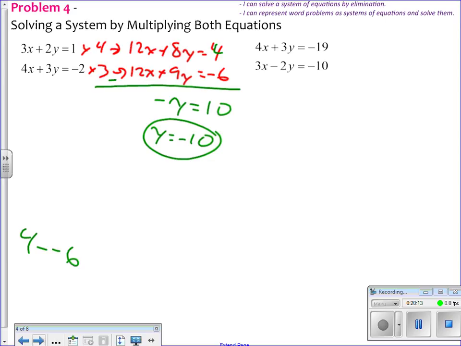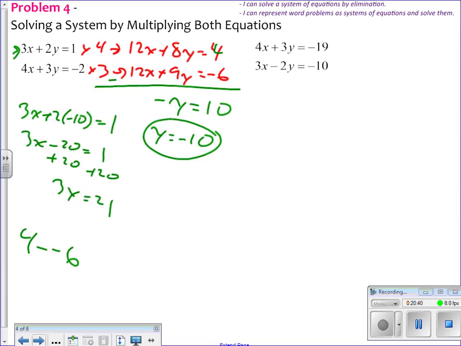Okay. I'm not done because I need my x's, right? So I take y, I put negative 10 in. I'm going to go ahead and put it in the top equation here. 3x plus 2 times negative 10 equals 1. And solve for x. 3x minus 20 equals 1. Add 20 to both sides. 3x equals 21. Divide by 3. And then x equals 7. Okay, see that?